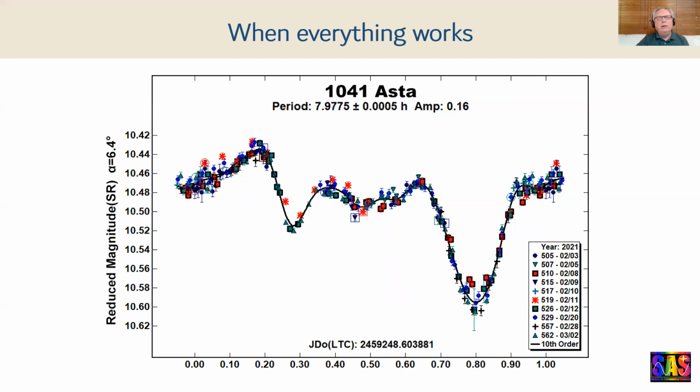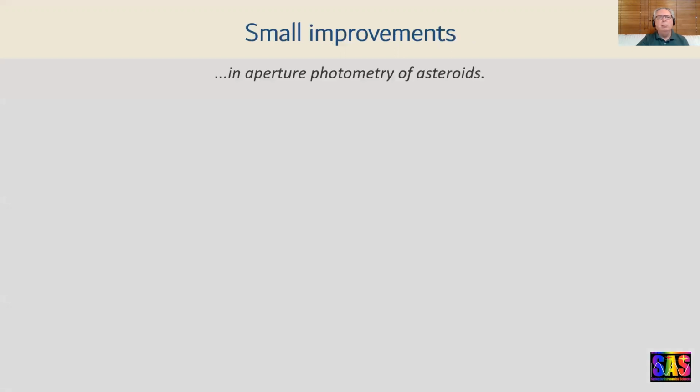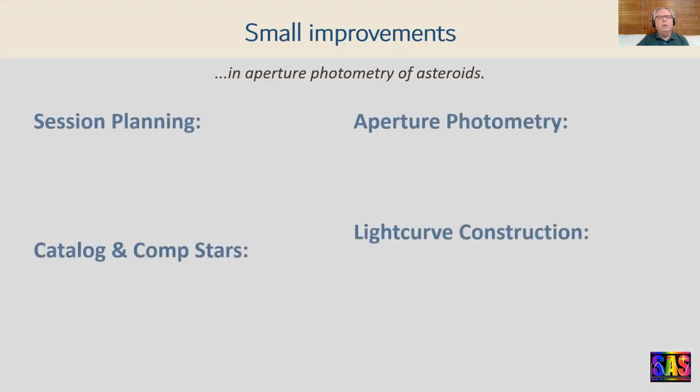So that's basically what we're trying to accomplish: to get from a series of images to a light curve, and I'll show you how. So let's talk about small improvements. I categorize them, for the purposes of this talk, in 4 directions.